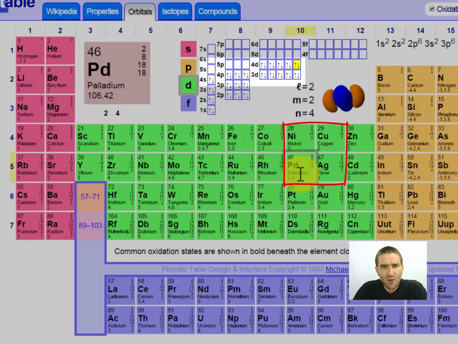Notice that palladium right now, we have our 4s totally filled and our 4d totally filled. But look at that. We stole from our 5s. We stole 2 electrons this time. Why? Again, because the 5s is very constrained.